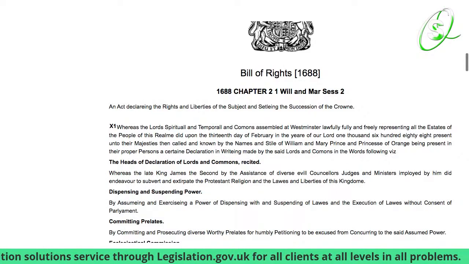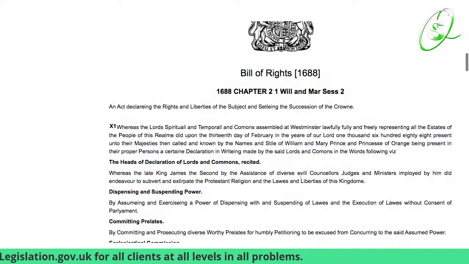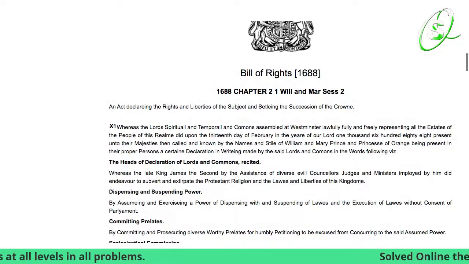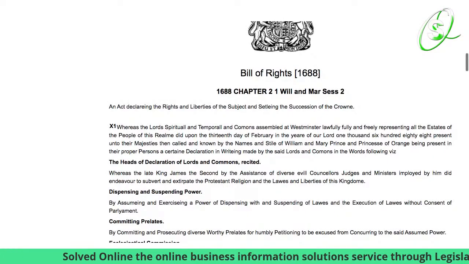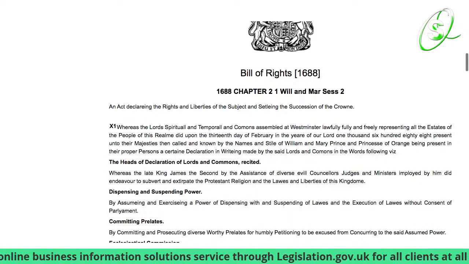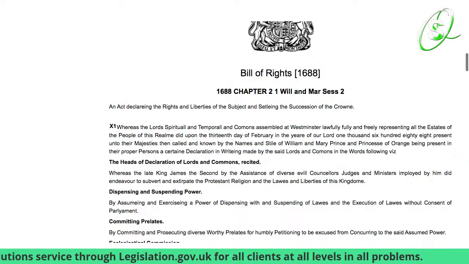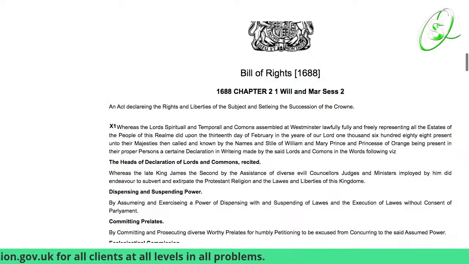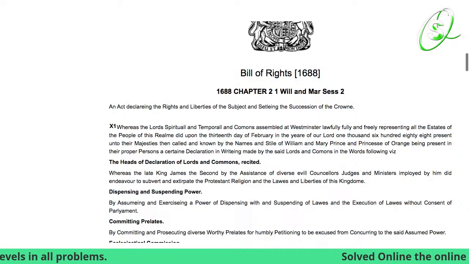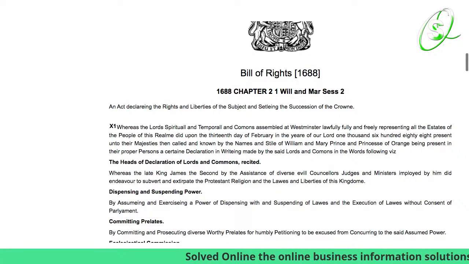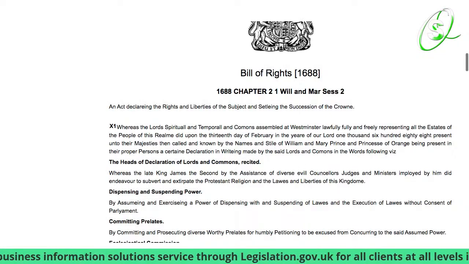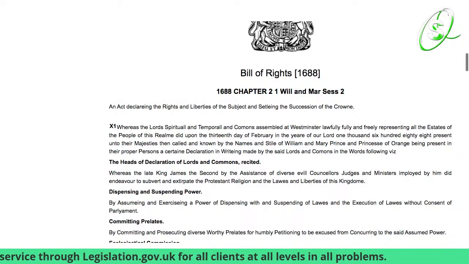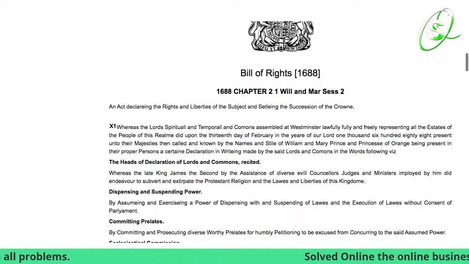So it's showing exactly again, diverse evil counselors, judges, and ministers employed by him. So it's showing you again, these things keep occurring to change again the laws and liberties of the kingdom. Just like we're having now, we're going through tons of changes, we're going through disruption. Everything that is happening right now, we're actually going through it. And it says it, that's why the law is to be remembered. It says exactly what's happening.